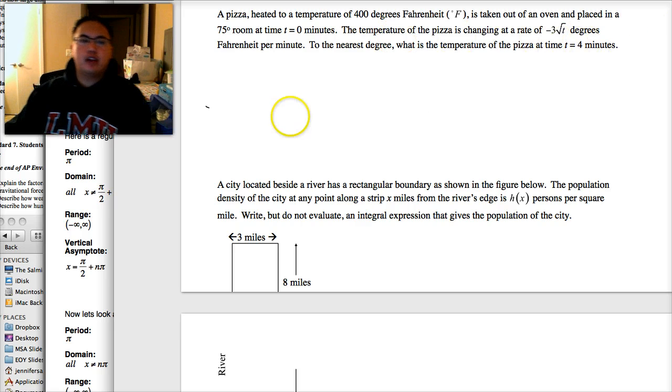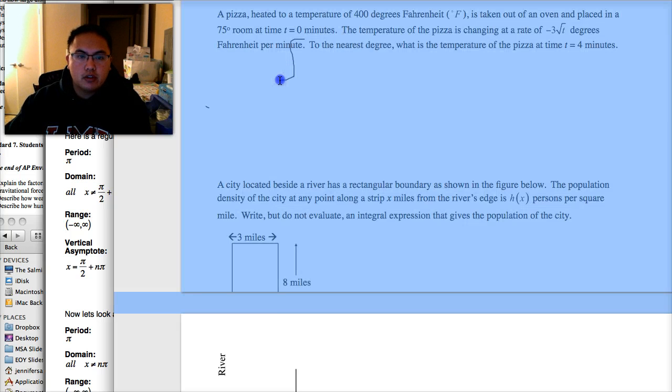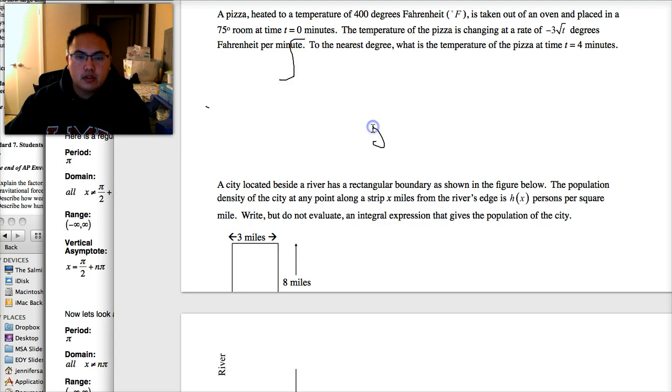So essentially what I'm trying to find out is the temperature of the pizza at 4 minutes. For some reason, my cursor disappeared. But anyway, I'm just going to set it up for you. So you see, it starts at 0 minutes and it ends at 4 minutes. So I'm going to do the integral. Oops. I don't know where my cursor's gone. From 0 to 4. I have no idea where I'm writing. See, my function is negative 3 radical t.